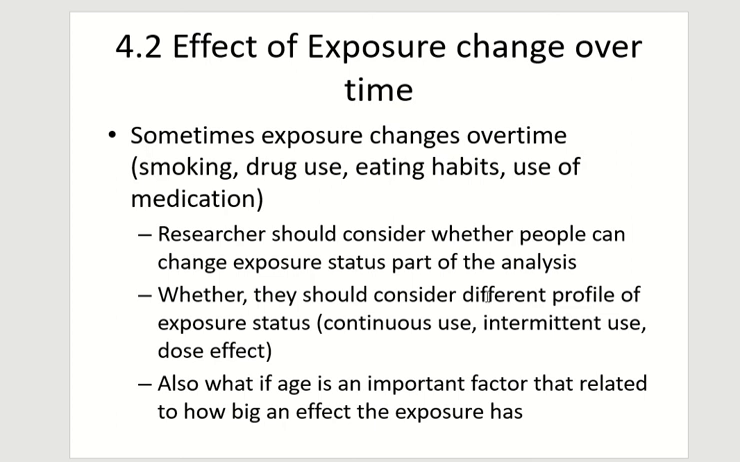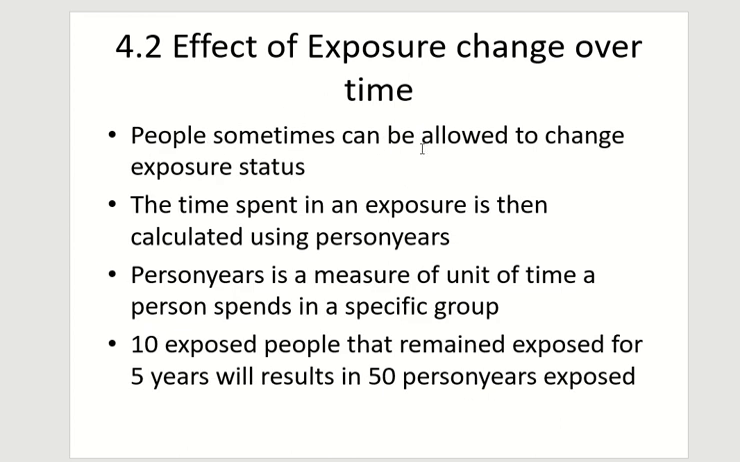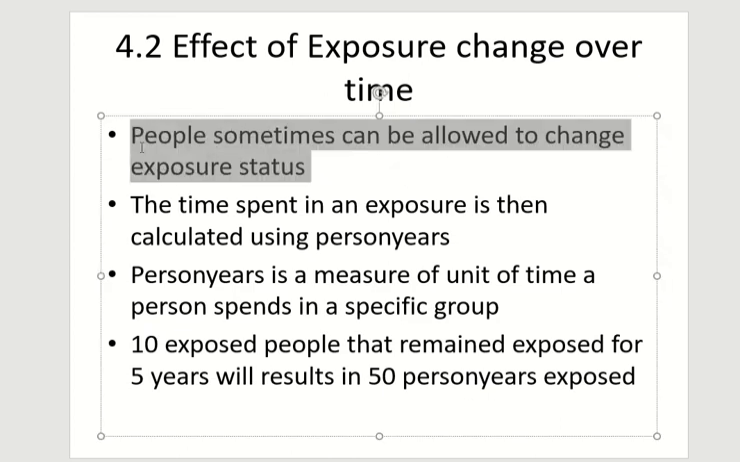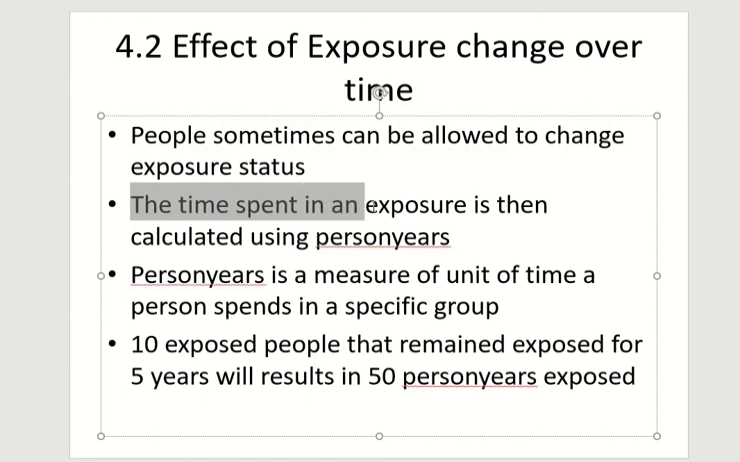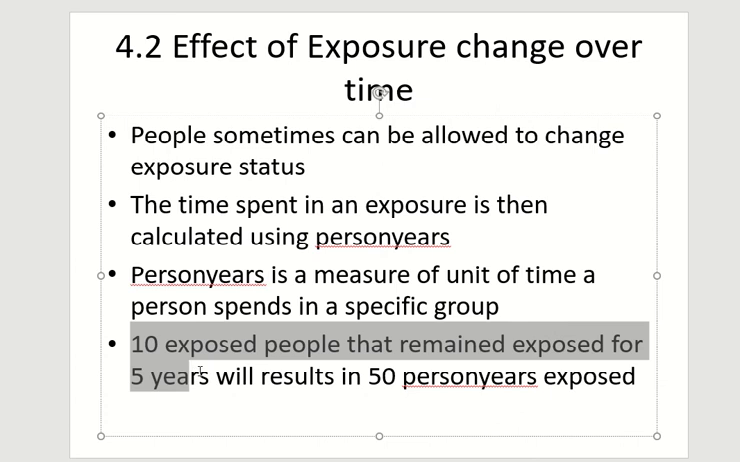So whether they should be considered different profiles of exposure status: continuous use, intermittent use, or dose effect. Also, what if age is an important factor that relates to how big an effect the exposure has? Sometimes you can allow people to change their exposure, like I said. The time spent in an exposure is then calculated using person-years. Person-years is a measure of the unit of time a person spent in a specific group. So, for example, 10 exposed people that remained exposed for 5 years will result in 50 person-years exposed.